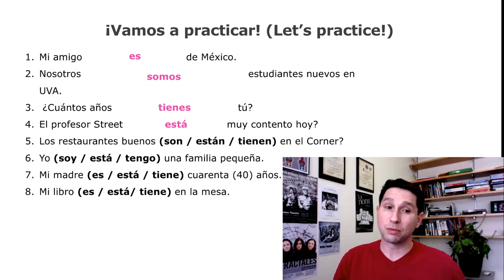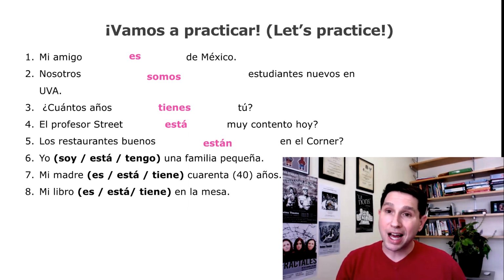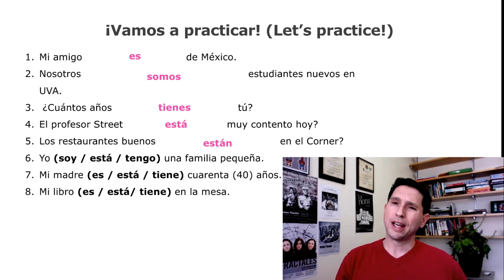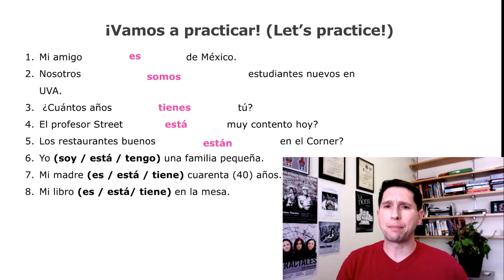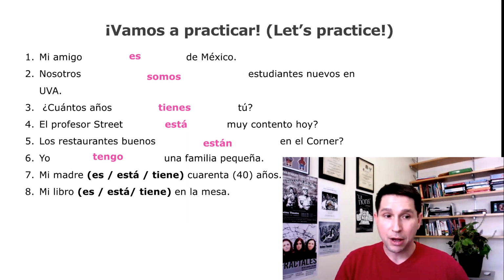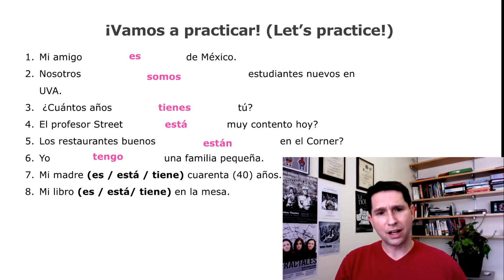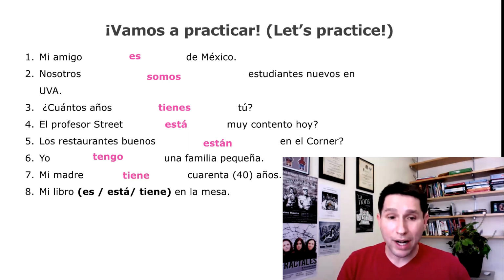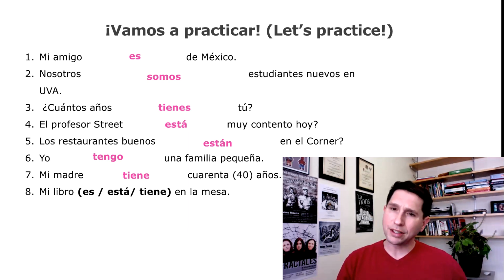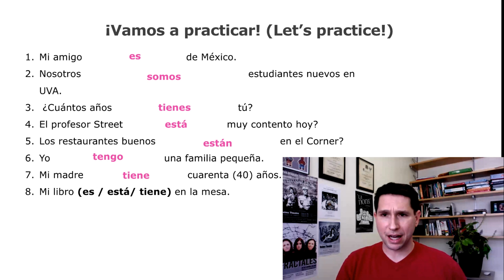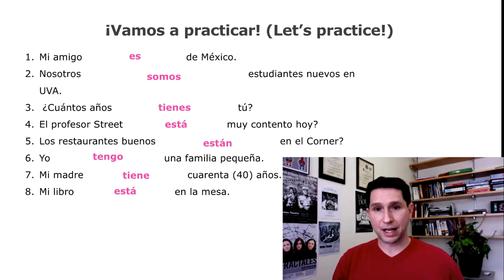Los restaurantes buenos son, están o tienen en el corner. Los restaurantes buenos están en el corner. Número 6. Yo soy, está o tengo una familia pequeña. Yo tengo una familia pequeña. Y número 7. Mi madre es, está o tiene 40 años. Muy bien, mi madre tiene 40 años. Mi libro es, está o tiene en la mesa. Mi libro está en la mesa.